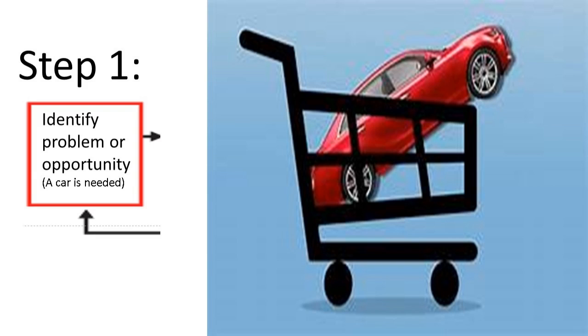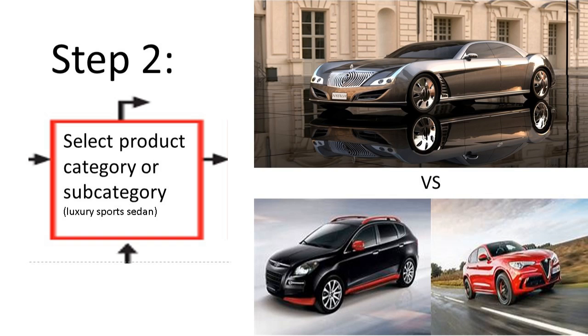The first step is where the customer needs to be motivated by a problem, need, or opportunity, such as the need to purchase a car. The key question is, what is the customer's motivation? Step 2 is the customer selects a product category or subcategory that is perceived to be relevant to the problem or opportunity. For example, he or she may decide to buy a luxury sports sedan rather than a sports car or SUV. The key question here is, what is the customer's perception of the product category or subcategory?